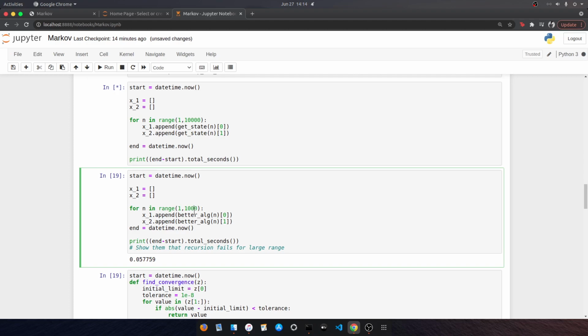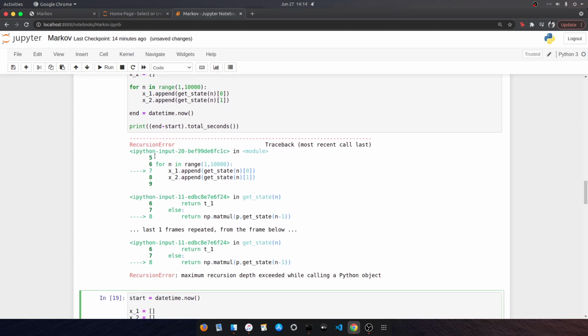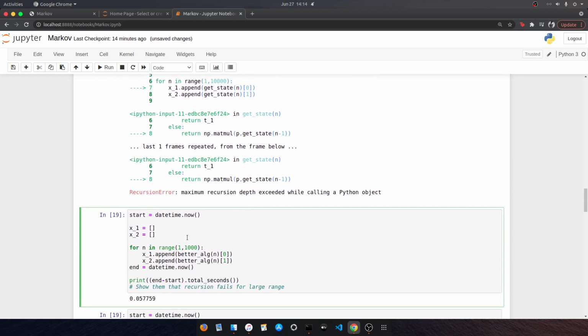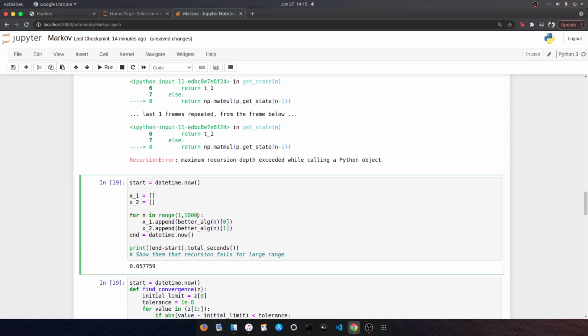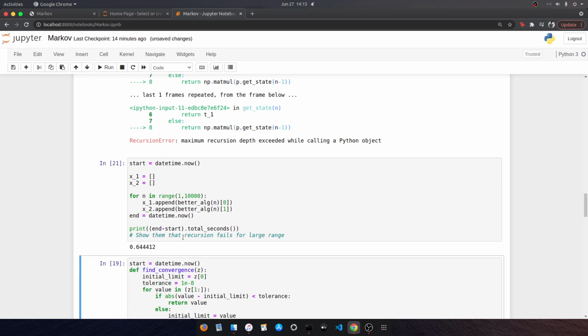As you can see, the computer is having a hard time computing this value, that's why it's taking a bit of time. All right, as we can see, there is a recursion error. But if we run the algorithm that uses the mathematical fact, we will see that it doesn't even take us a second to compute the result.